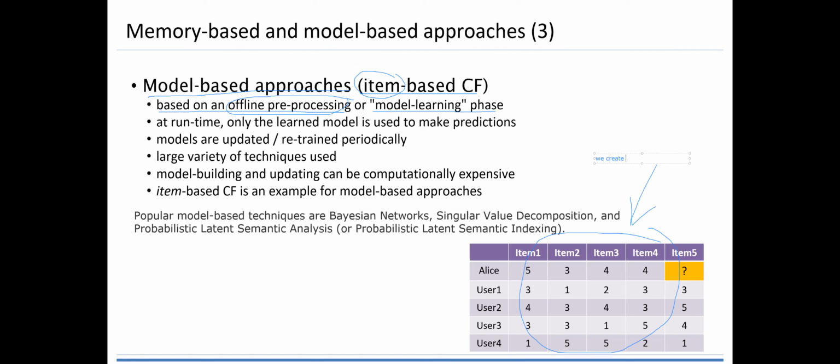We create the model, and what you can read at this next time is we want to use the learned model. So at runtime, only the learned model is used to make the prediction. We create the model offline, or we already have the model, and then in order to predict, we just use the model. So we do not do the training.